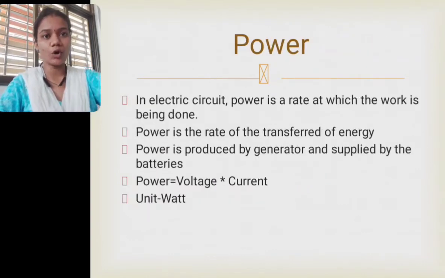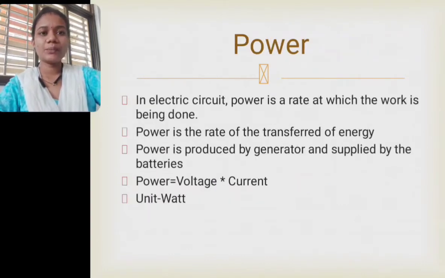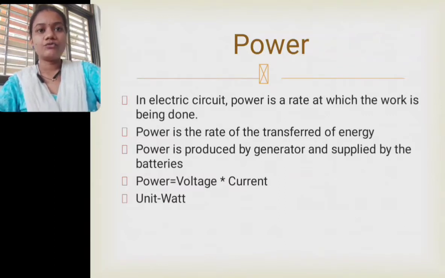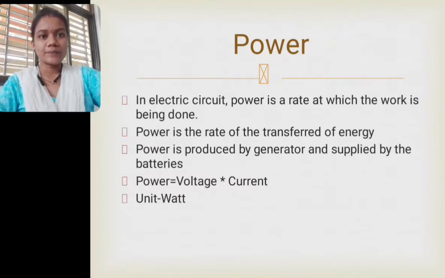The next is power. In an electrical circuit, power is the rate at which work is being done. Power is the rate of transfer of energy. Power is produced by generators and supplied by batteries. The formula for power is power equals voltage into current, and its unit is watt.